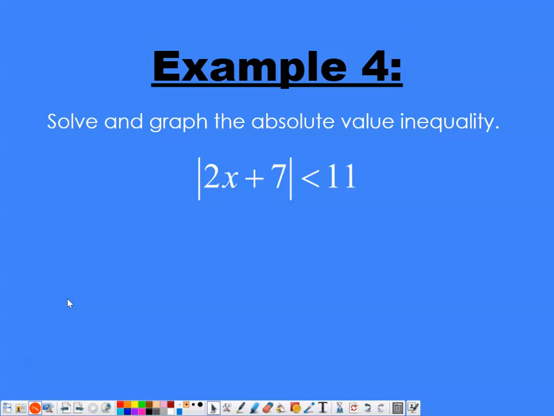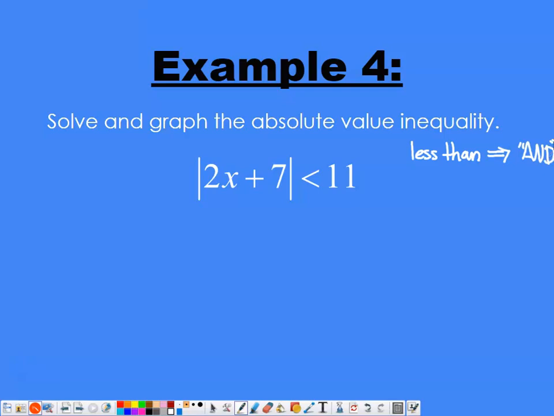Okay, so we have example 4. Solve and graph the absolute value inequality. We have the absolute value of 2x plus 7 is less than 11. It's an absolute value inequality, and it's a less than, so that's going to be that and statement.